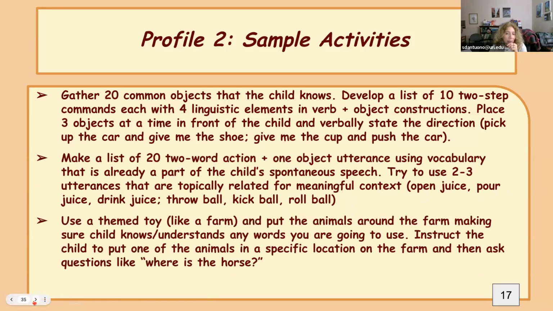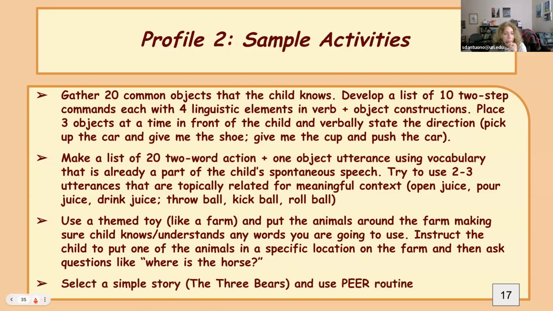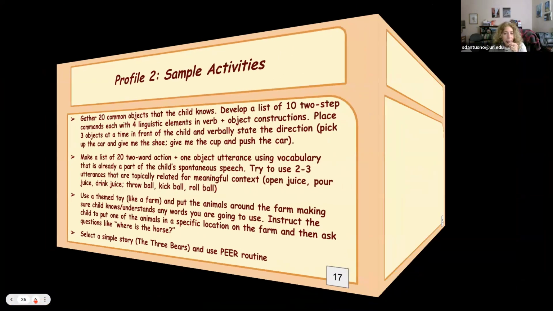You can use a theme toy like a farm and put the animals around the farm and instruct the child to put one of the animals in the house and ask, where is the horse, right? So stuff like that. Oh, you can do a simple story, The 3 Little Bears, and use a bear routine. We can talk about that after.